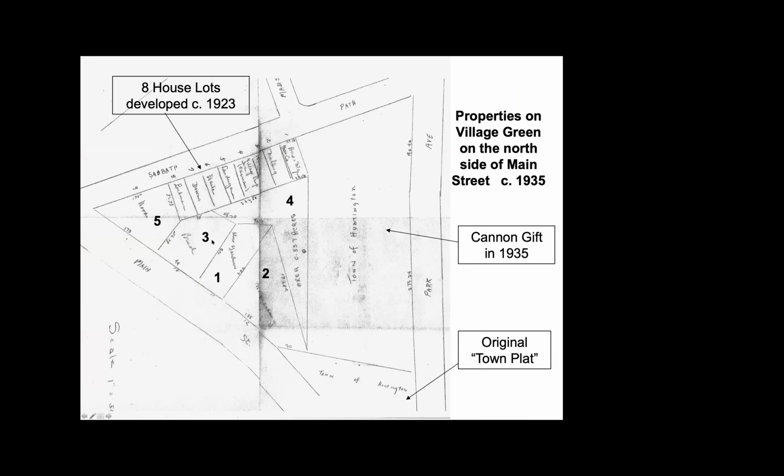Old Huntington Green, working in secret and using straw men to make purchases, purchased each of these 4 lots identified here on Main Street. This is the Cannon gift, the historic Village Green, and this is where the house had been that they tore down. This lot, this lot, this lot, this lot, they all purchased, and once they had them all assembled, donated them to the town in the late 1950s for use as open space.